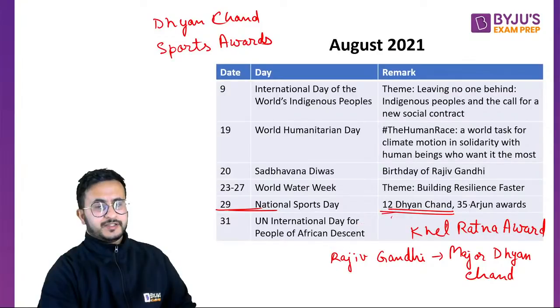So there were 12 people who got this and 35 people got Arjun awards. Right, Arjun award is the second largest sports award in India. First is Dhyan Chand, second is Arjun award. So you can go through the list so that you understand who the people are who got the Dhyan Chand and Arjun awards. And then on 31st of August, UN International Day for People of African Descent. So that is basically for the people from Africa who have done some great things in the world, right? That is observed for them.